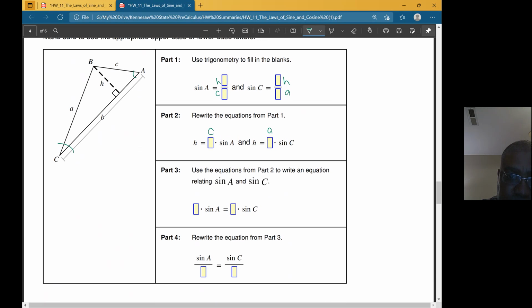Set them equal to each other. Little c sine A is equal to little a sine C. And then a little bit of dividing both sides. Sine A over a is equal to sine of C over c. And you can do that for other sides and stuff too. So that is the conclusion of this.